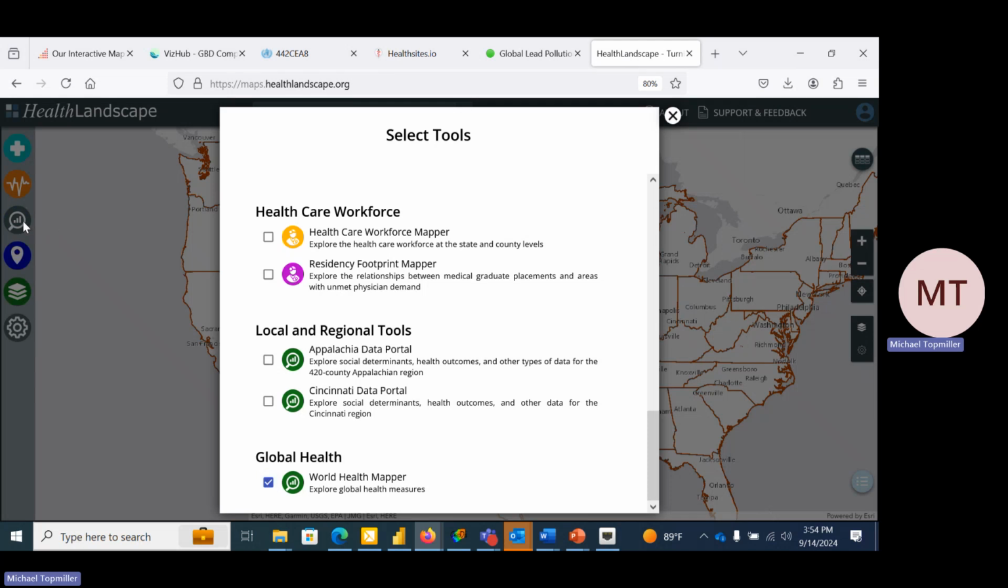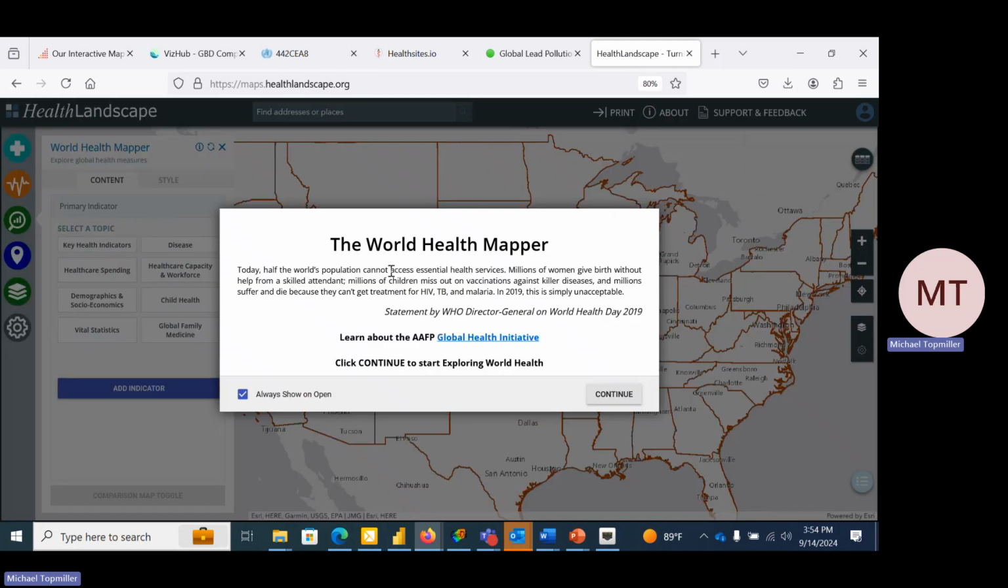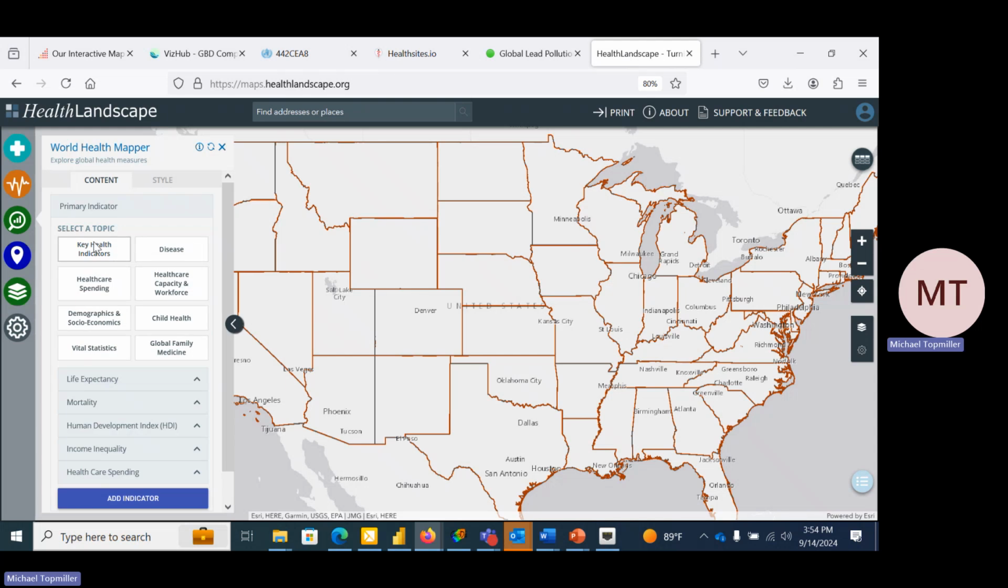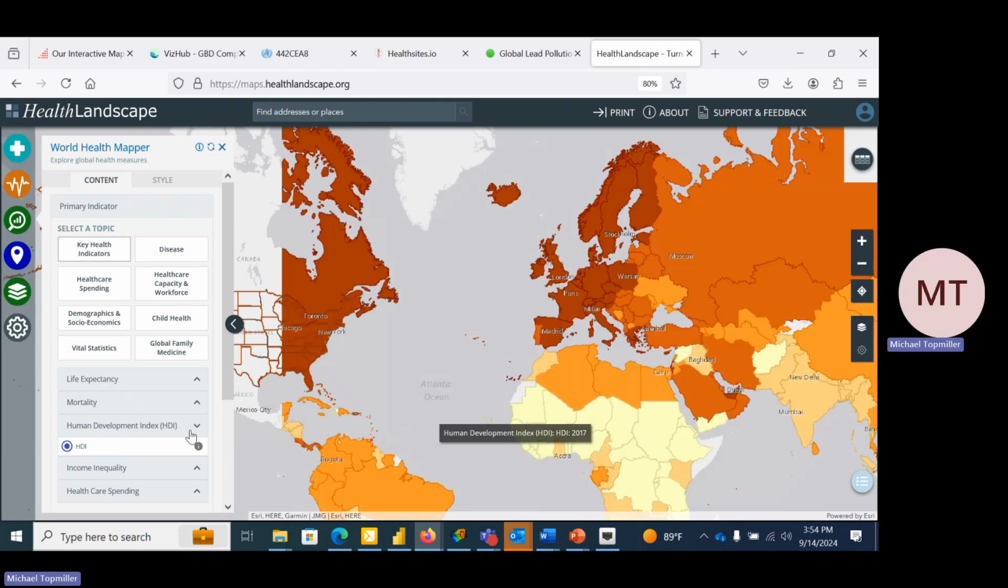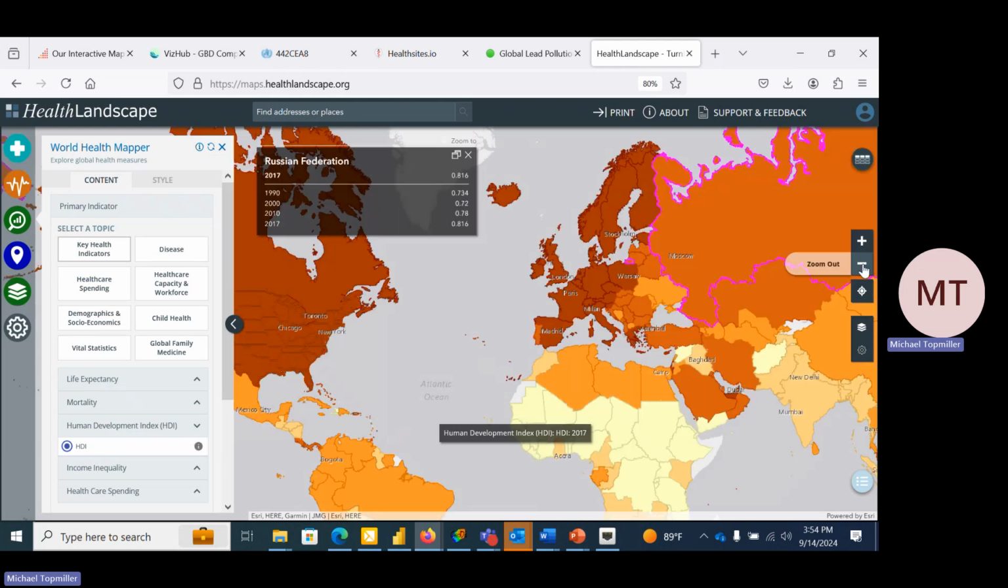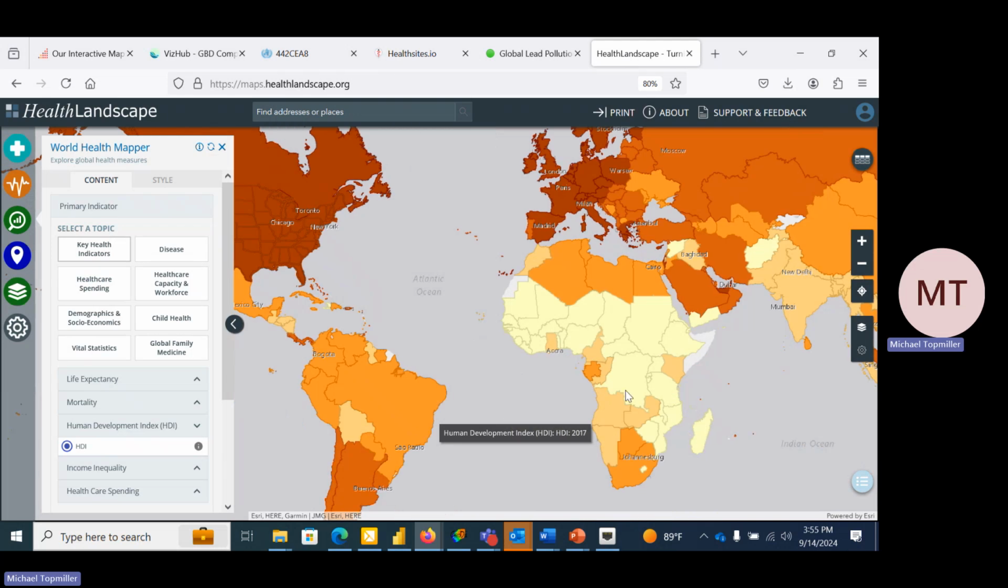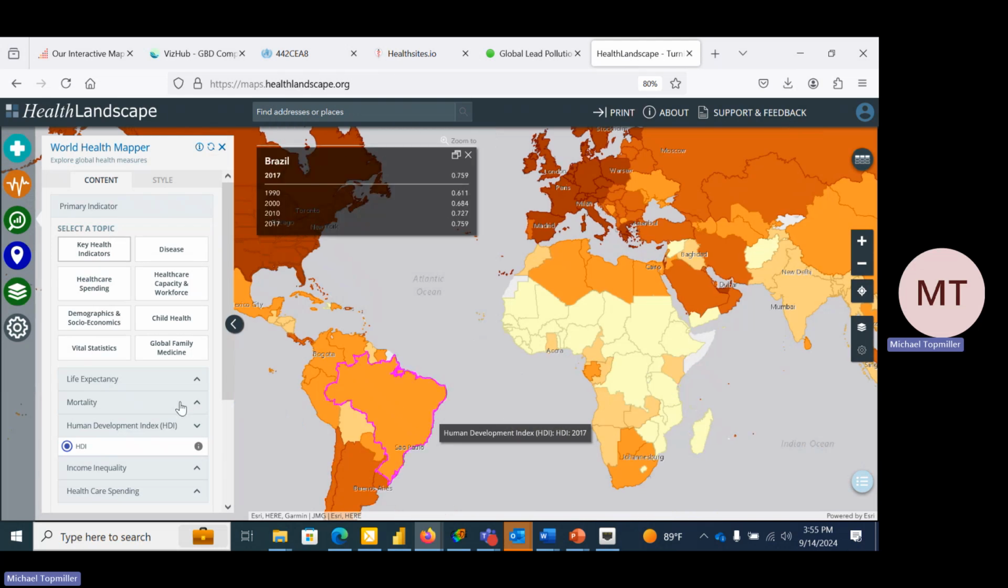Now, this mapping tool does a lot of the same things we just saw with some of the other mapping tools that we looked at. Continue here, with these various topics we could choose from. Key health indicators. I know you guys at some point looked at HDI and some other indicators that combined multiple types of data to look at overall health for a country. And you can see that here. Again, darker colors indicate higher rates, so better human development. Lighter colors indicate lower rates. And again, same kind of patterns we've seen before. We can look at mortality, life expectancy, lots of different kinds of indicators here.